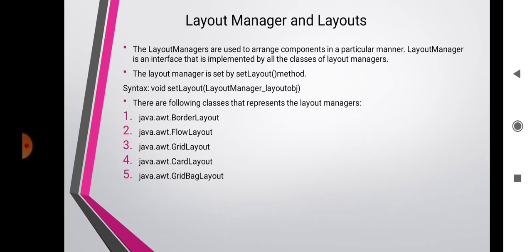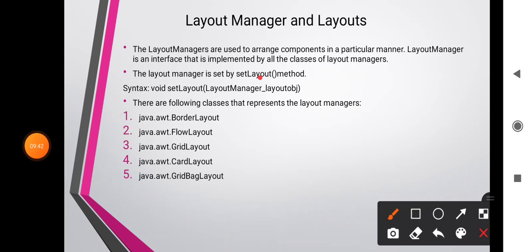All of the components that we have shown so far have been positioned by the default layout manager. The layout manager automatically arranges our controls within a window by using some type of algorithm. The layout manager is an instance of any class that implements the LayoutManager interface. It is used to arrange components in a particular manner, and it is an interface implemented by all the layout manager classes. The layout manager is set by the setLayout method, and the syntax is void setLayout(LayoutManager object).